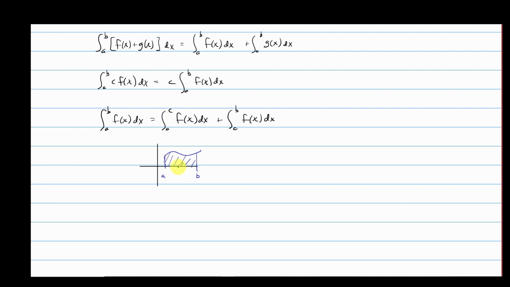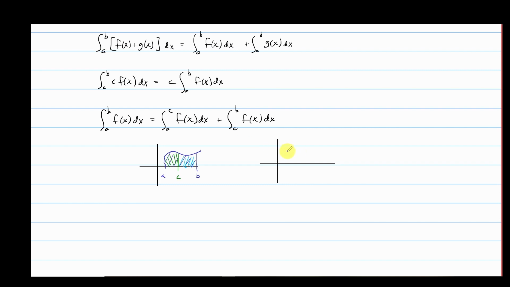Let's suppose there's a c that's in between. I can write this as the integral from a to c plus the integral from c to b. And when I add those two areas up, I get the same area I started with. So when c is in between a and b, this makes perfect sense. However, because of net signed area, I don't need the c to be in between the a and the b.